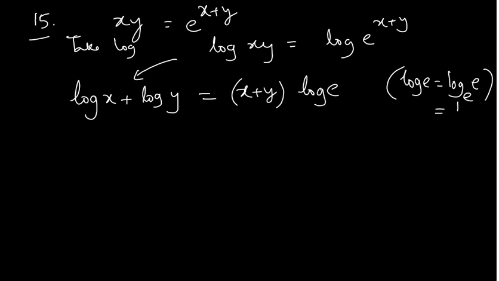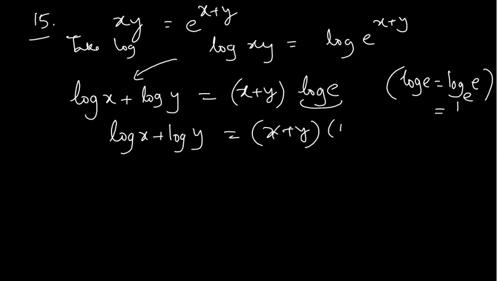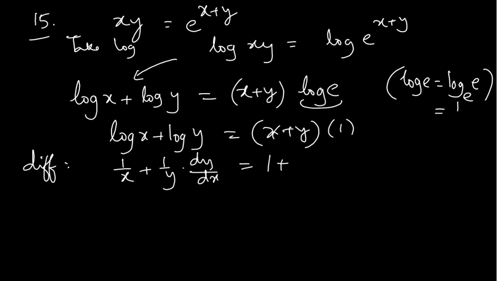So, this will become 1. So, you will have log x plus log y equal to x plus y into 1 because of this. Okay. So, now differentiate both sides. Differentiating, this is 1 by x plus 1 by y into dy by dx equal to differentiation of x is 1 plus differentiation of y is dy by dx.